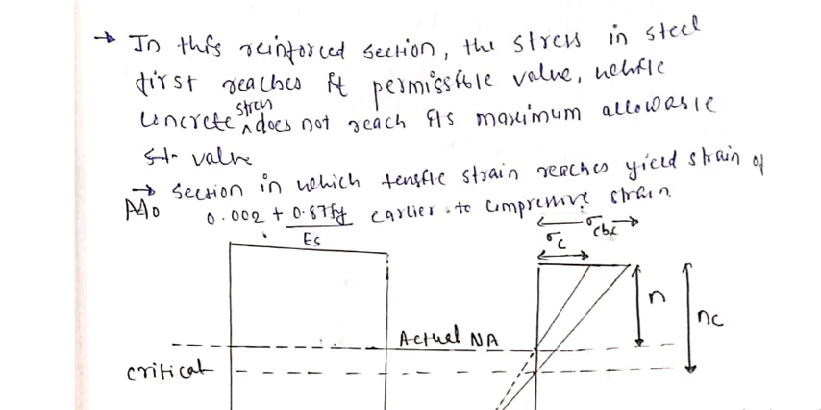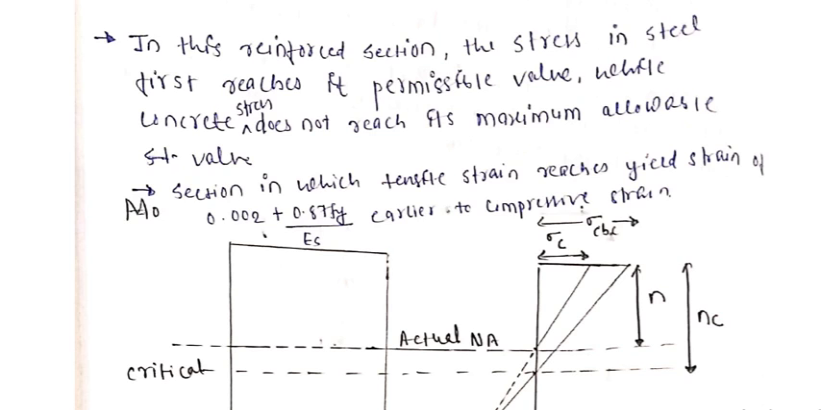So in this type of section, the concrete does not fully utilize its strength. The maximum compressive strength capacity of the concrete is not used completely.